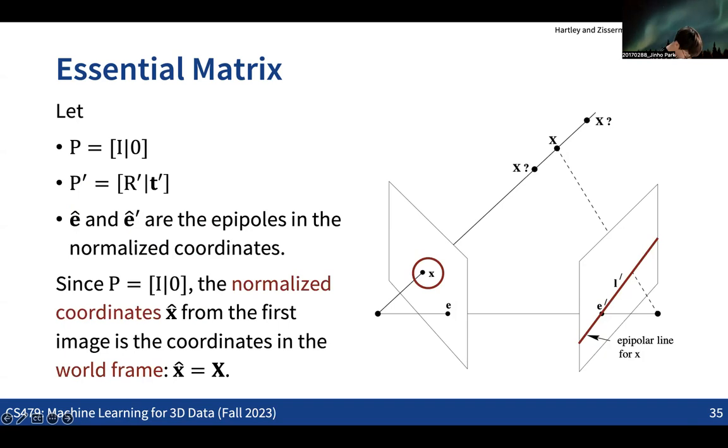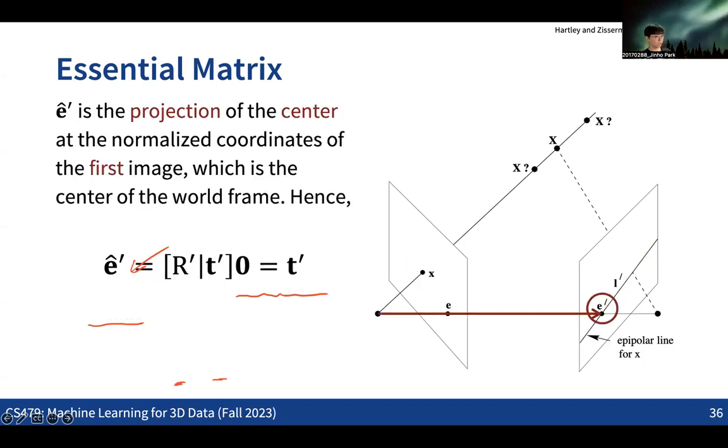Since we set the camera matrix of the first camera as the identity matrix, we are treating the normalized coordinates of the first image as the world frame coordinates, right? Because the camera matrix is the identity matrix, with no rotation and no translation, the normalized coordinates in the first frame are the same as the world frame. So X prime is the same as the capital X, right?